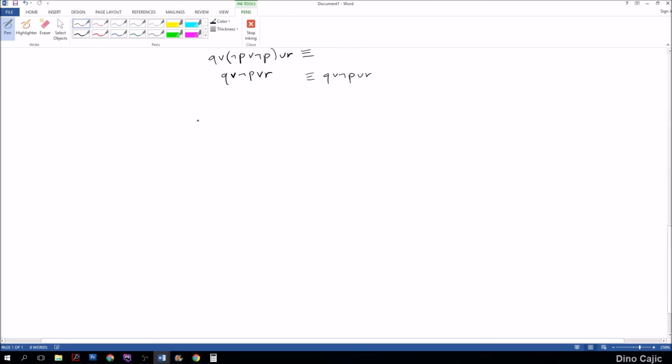The last one for today that we're going to focus on is (P implies R) or (Q implies R) is equivalent to (P and Q) implies R. If P implies R or Q implies R, well then both P and Q imply R. Now let's take a look at a little proof real quick. So (not P or R) or (not Q or R) is equivalent to (P and Q) implies R.